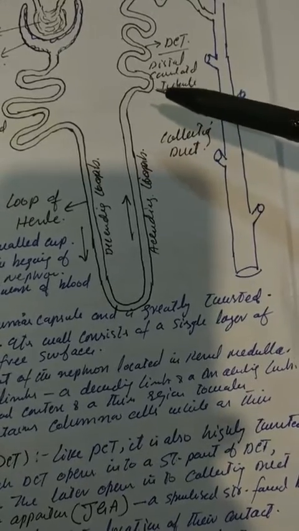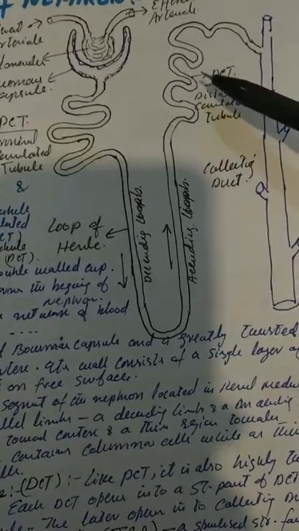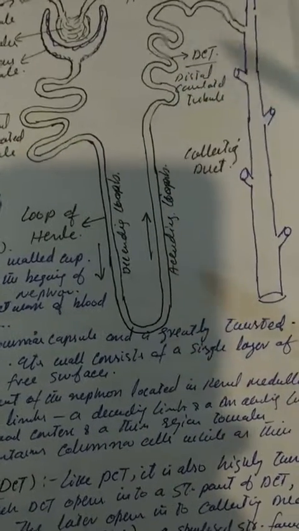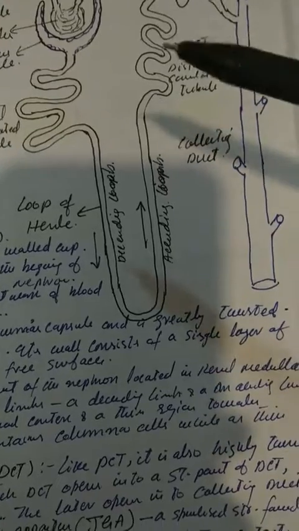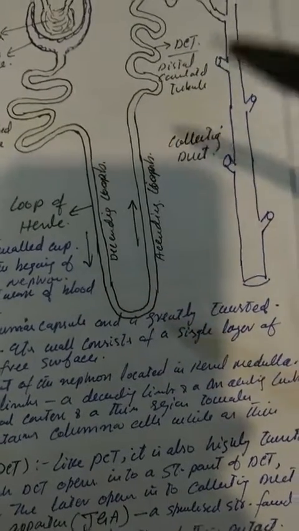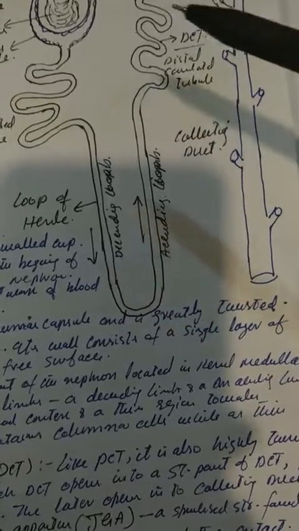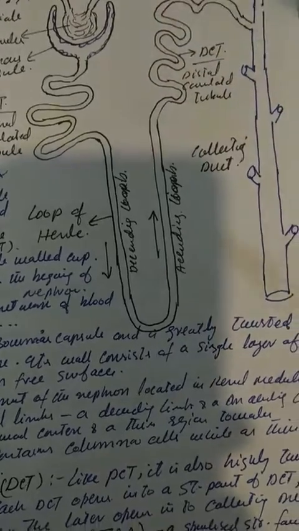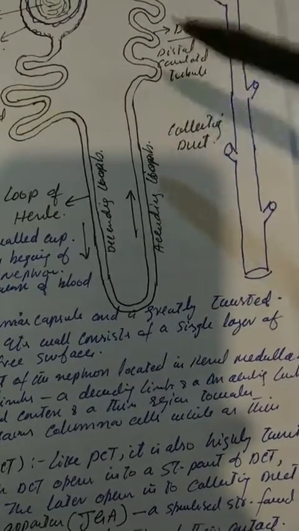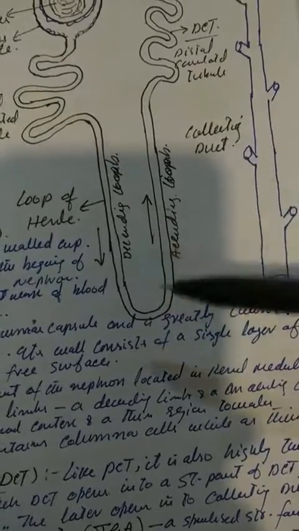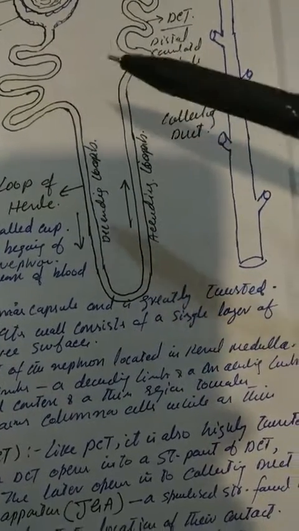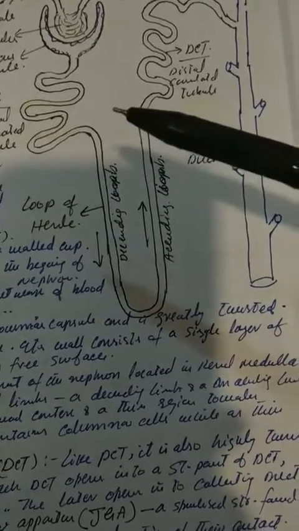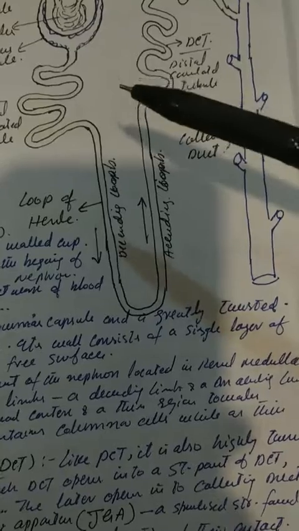The DCT contains the juxtaglomerular apparatus, abbreviated as JGA. The juxtaglomerular apparatus is a specialized sensitive structure formed by the DCT and the glomerular efferent arteriole at the location of their contact. The main function of the juxtaglomerular apparatus is to regulate the blood pressure and the filtration rate of the glomerulus.